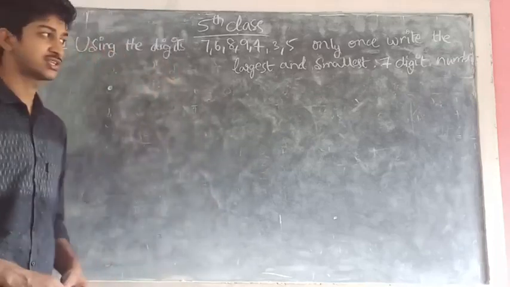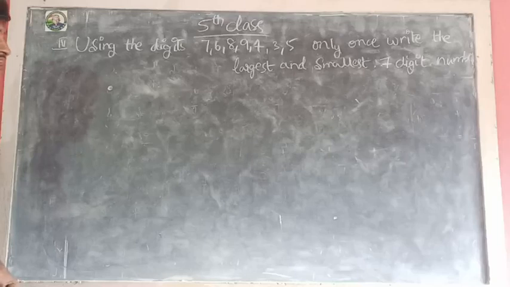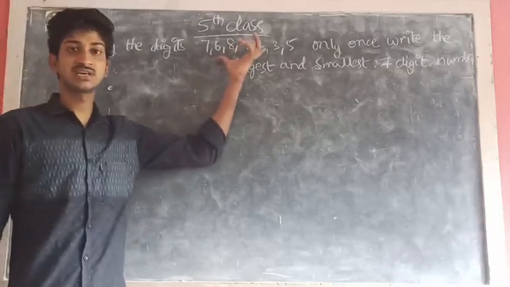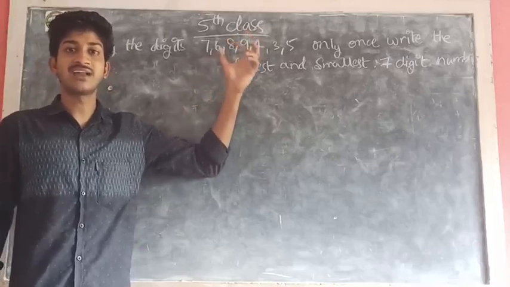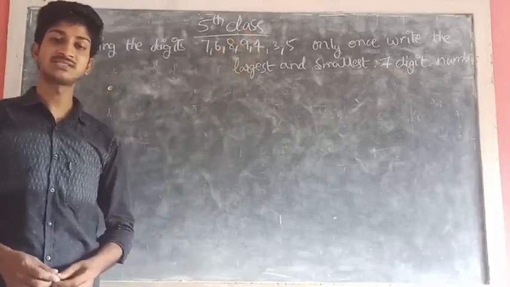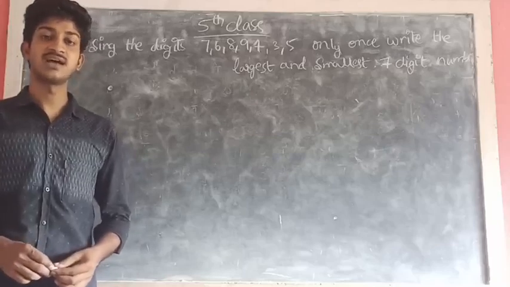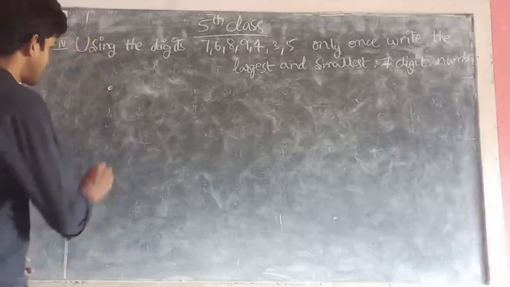The fourth question is: using the digits 7, 6, 8, 9, 4, 3, 5, each only once, write the largest and smallest 7-digit number. We have to use these digits only once and write the 7-digit numbers, the largest and also the smallest one. So now, the largest number.